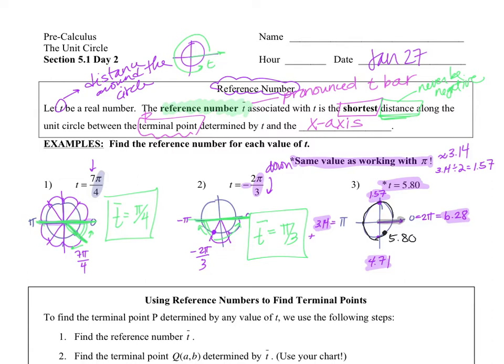And I'm going to do the exact same thing as I did before, where I'm saying, okay, if t value's here, is it shorter for my reference number to go up to the right or to the left? To the right. Now, how far is that distance? Well, I know that all the way around is 6.28, and I've already gone 5.80, so if I subtract those, I would get 0.48. So that is my t-bar. That's my reference number. And I get that just by using those numbers.